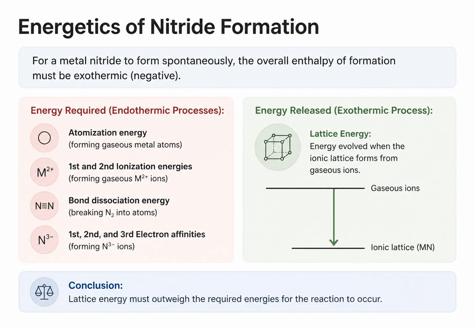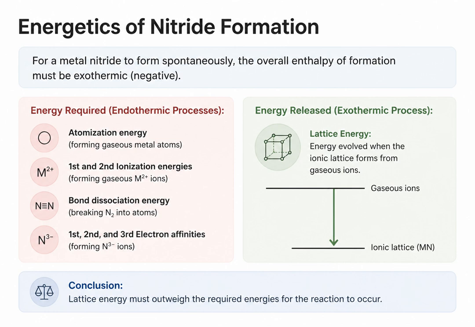To understand exactly why group 2 nitrides form so readily, we have to look at the thermodynamic energy balance. Creating a nitride requires a lot of energy input. You have to atomize the metal, strip away its electrons, break the nitrogen triple bond, and force electrons onto the nitrogen atoms. All of these steps are endothermic.